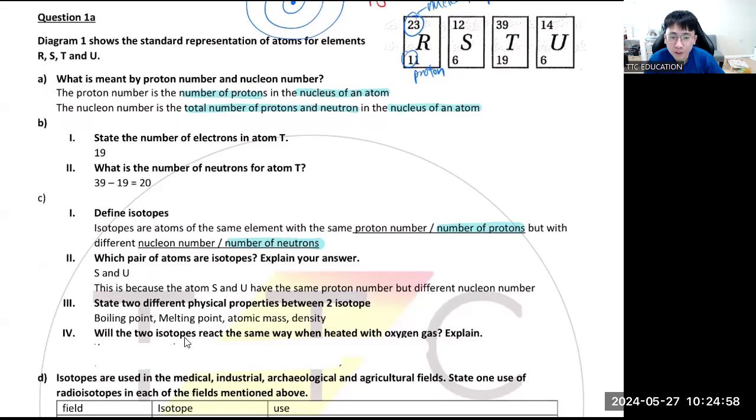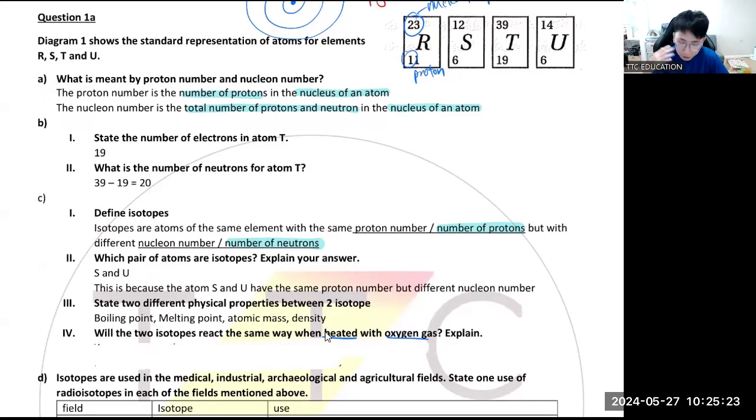Okay, and then will the two isotopes react the same way when heated with oxygen gas? So guys, you see, they have different physical properties, but they are supposed to have the same chemical properties. Because when they say heated with oxygen, heated means experiment-wise. So when we are doing the experiment, they are supposed to behave the same.